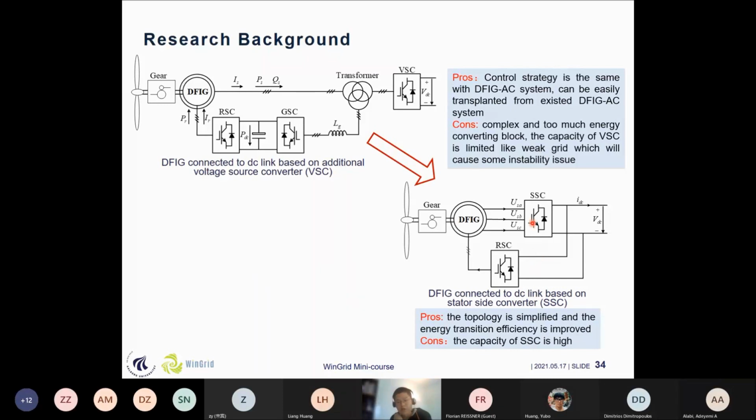But the disadvantage of this topology is that the capacity of the stator side converter is high, since it will go through the whole power of the stator side.